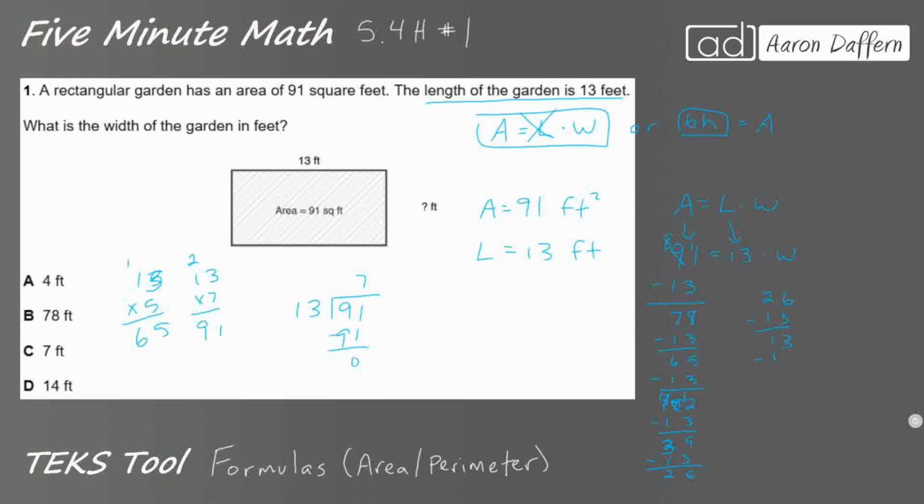We have to get that final 13 out. Then we can see how many 13s we took away: 1, 2, 3, 4, 5, 6, 7. So that's another way to solve it. Our answer, either way we cut it, is going to be C, 7 feet.